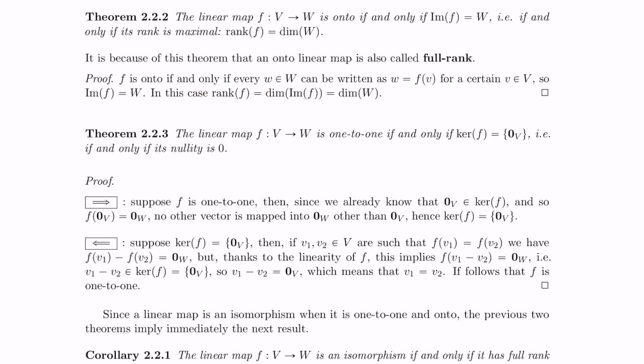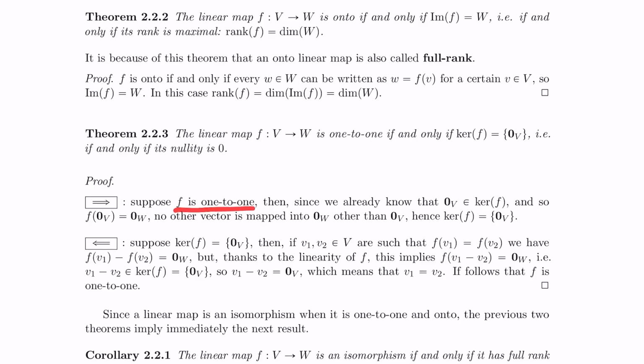Let's now pass to the information provided by the kernel of F. The linear map F from V to W is one-to-one, this time, if and only if the kernel of F is reduced to the only null vector of V. That is, if and only if the nullity of F is 0. To prove the theorem, we must prove both the direct and the inverse implication. Let's start with the direct one.